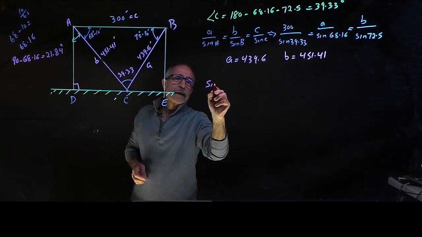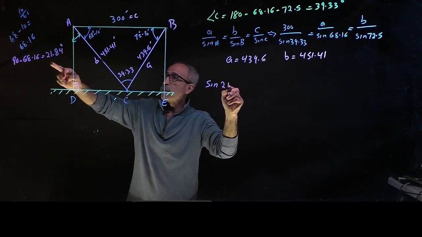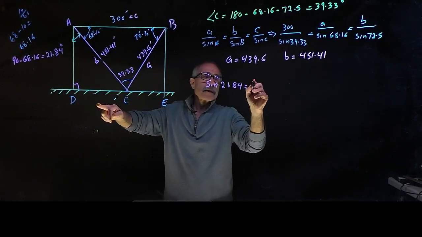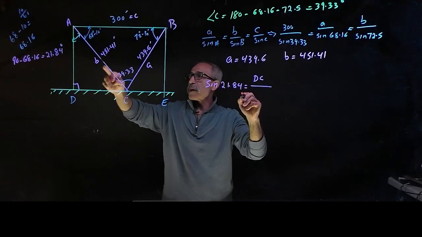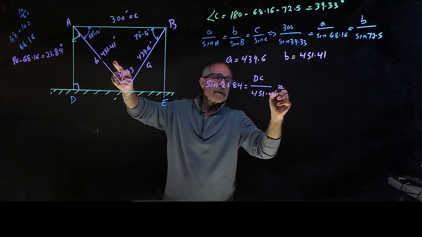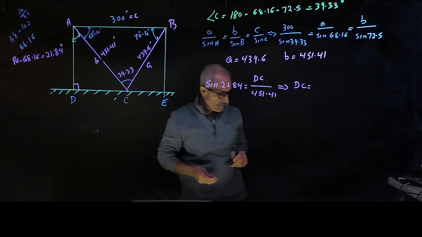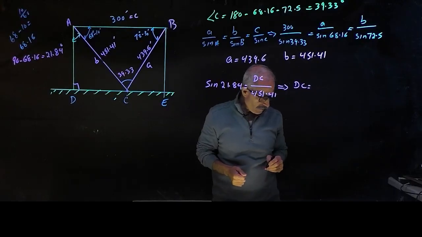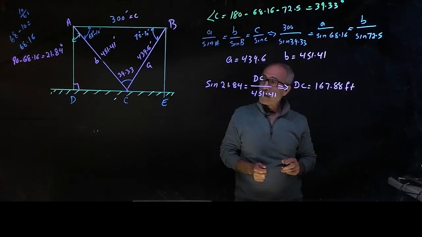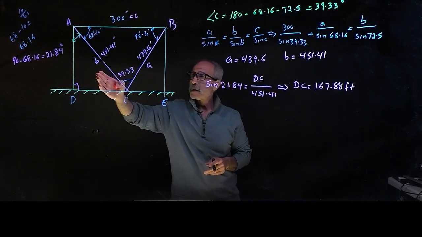So I'm going to say sine of this A, sine of 21.84 is equal, opposite, which is the DC, I don't know, divided by hypotenuse, which I know, 451.41. So DC is going to come out to be 167.88. You could do the other way, calculate EC and look at this here. But I'm going to go right here.